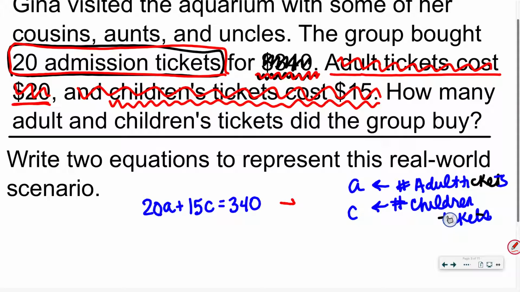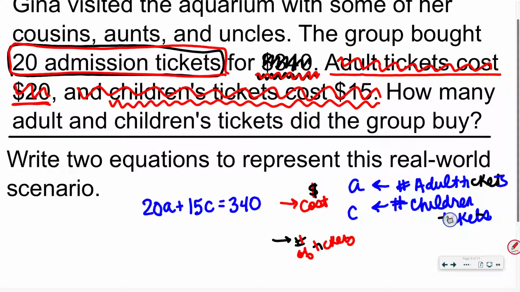This equation represents the cost, right? The total cost. There's still more information here, not related to cost, that relates to this problem. The number of tickets. So can we create an equation that represents the number of tickets, not the cost of them, just the number of them? They bought adult tickets and they bought children's tickets, and there were 20 tickets total. How can we represent that algebraically?